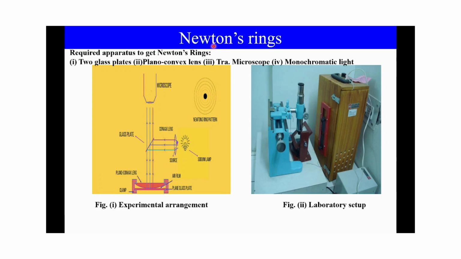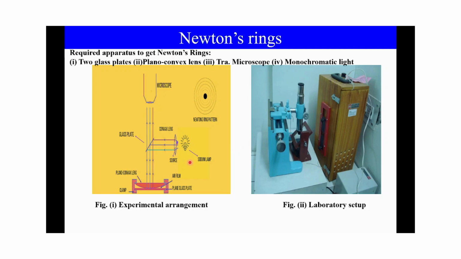In this session, I am going to explain about Newton's rings experiment. In order to form Newton's rings, we have to maintain two glass plates, a plano-convex lens, a travelling microscope and monochromatic light, as shown in this diagram. And it is a laboratory setup of Newton's ring experiment.